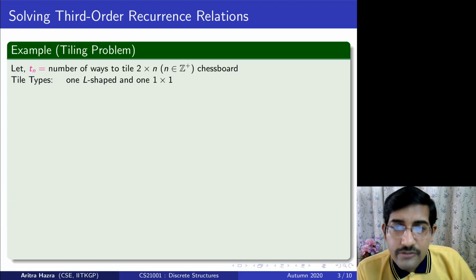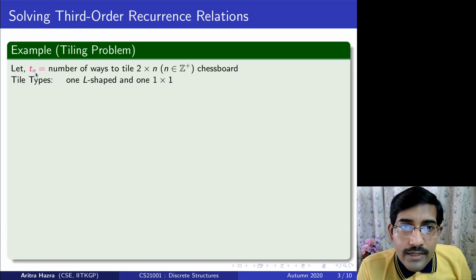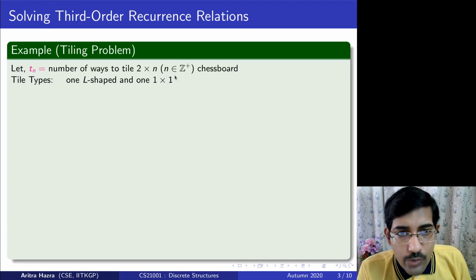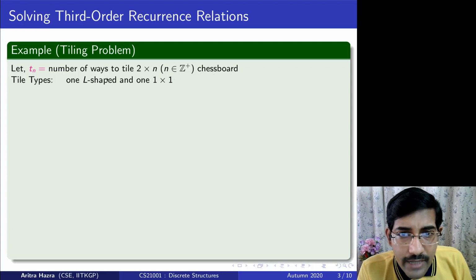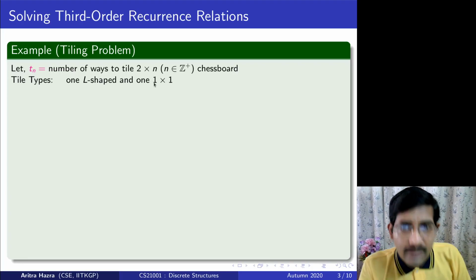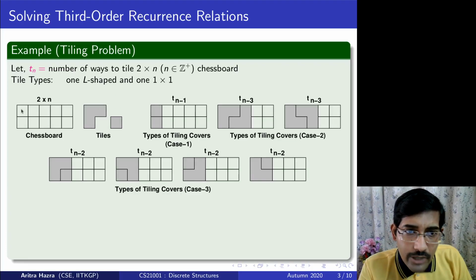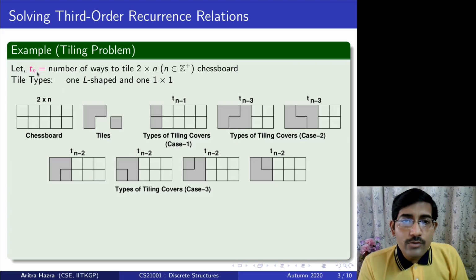Again, we revisit the tiling problem, but here we give two different types of dominoes or tiles to tile it. Tn is the number of ways we can tile a 2 cross n chessboard, and we are given an L-shaped tile, which is 2 cross 2 with only a 1 cross 1 cell missing, and a 1 cross 1 tile. These two tiles are given to tile this 2 cross n chessboard. Now, how many ways can you contribute to Tn?